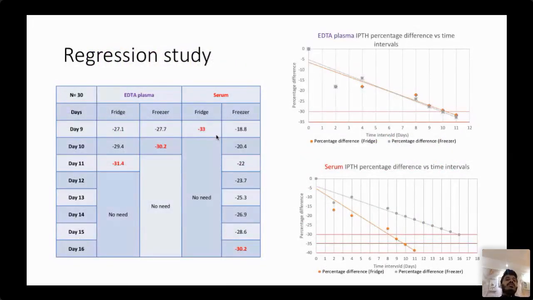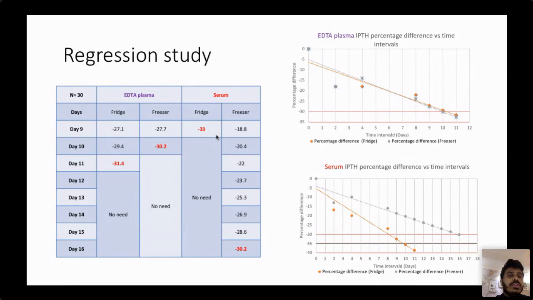Regression study. What is regression study? Regression study is the statistical tool that can be used to predict or to anticipate the period in the future. In our study, we did our experiment up to day 8, but we can use this statistical tool to anticipate what will happen in day 9 or 10 or after that.